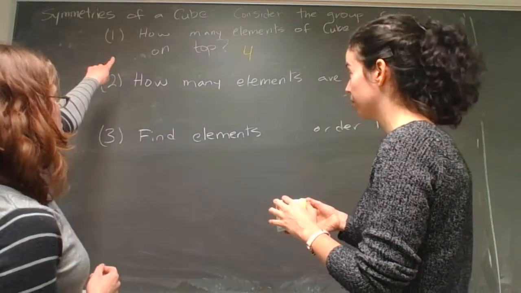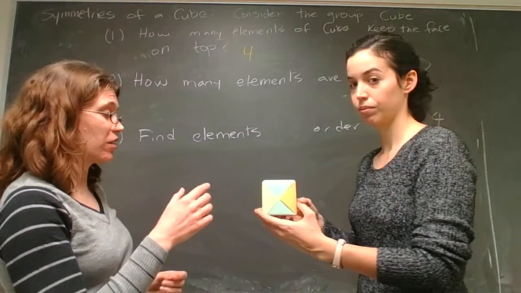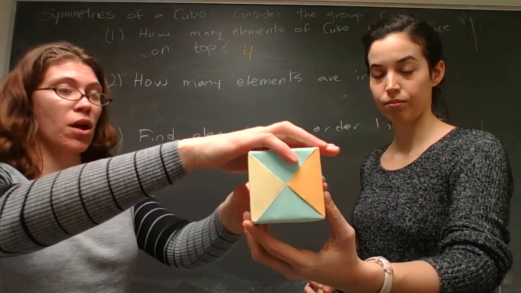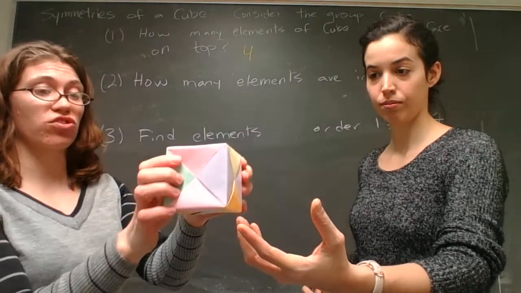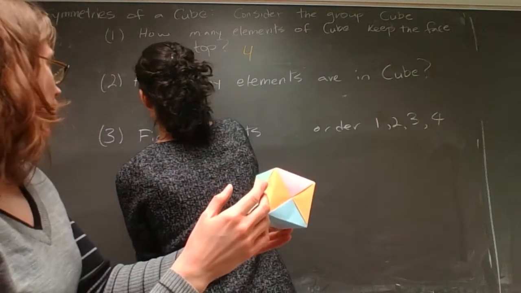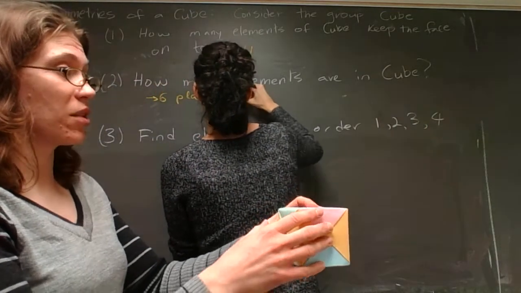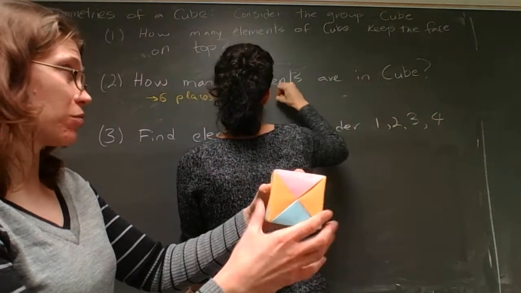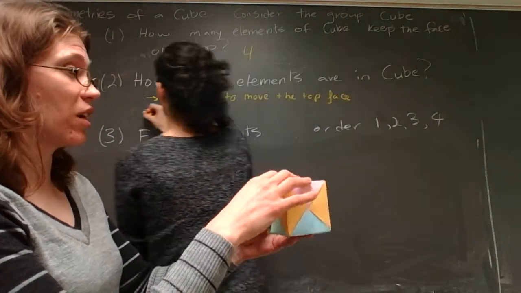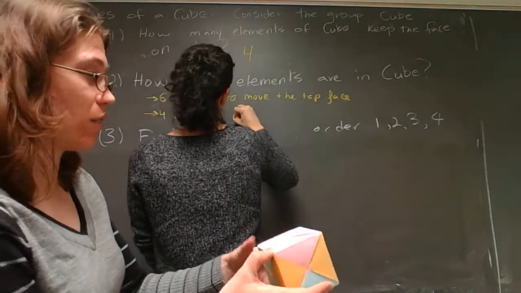Well, maybe we should try to use the reasoning from our first part. So in the first part, we saw that there's 4 ways of keeping the top where it is, but then there's 6 places to which I can move the top face. So to me, this means that there are 4 times 6 elements of cube, because there's 6 ways of permuting a face and 4 ways of rotating the adjacent faces to that face.